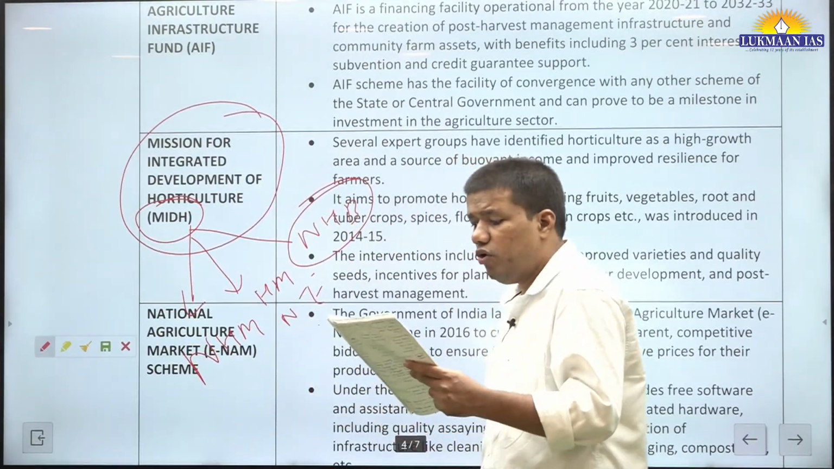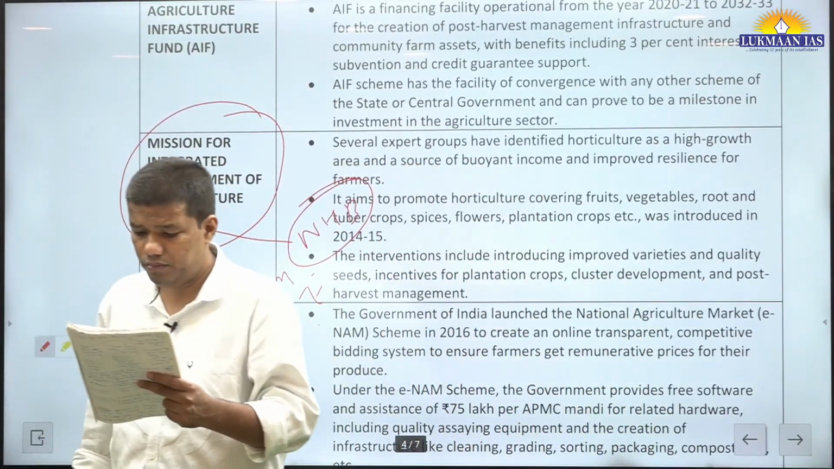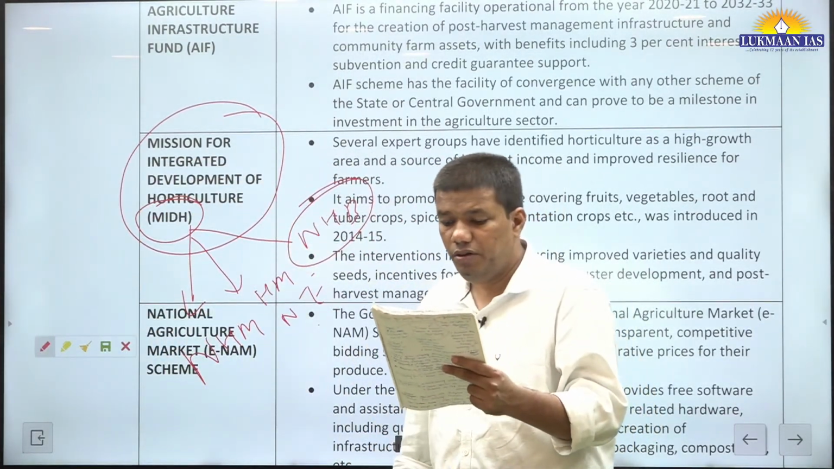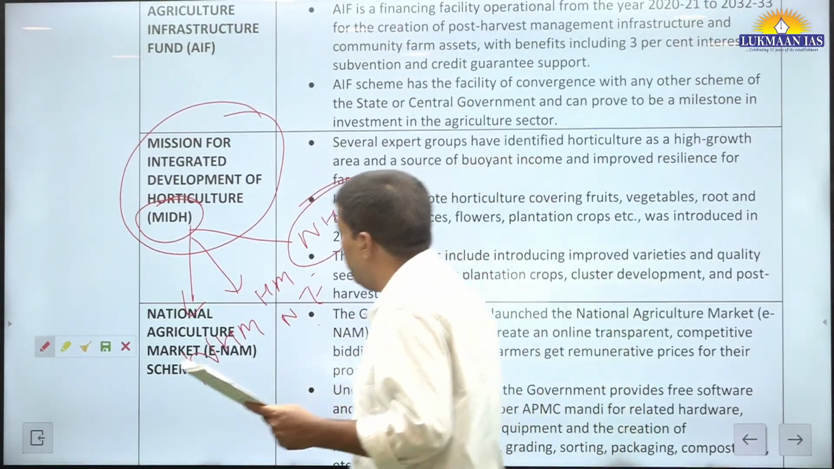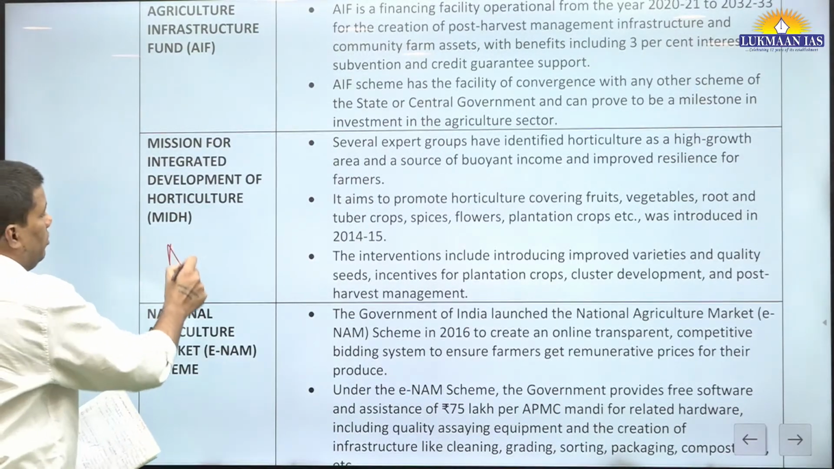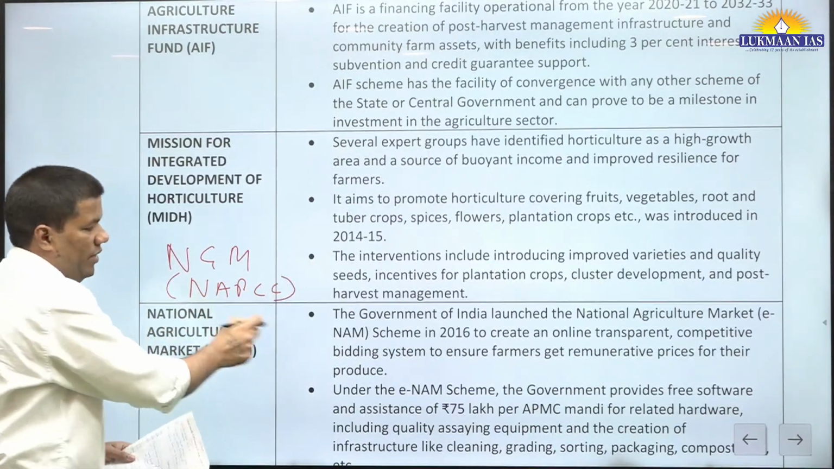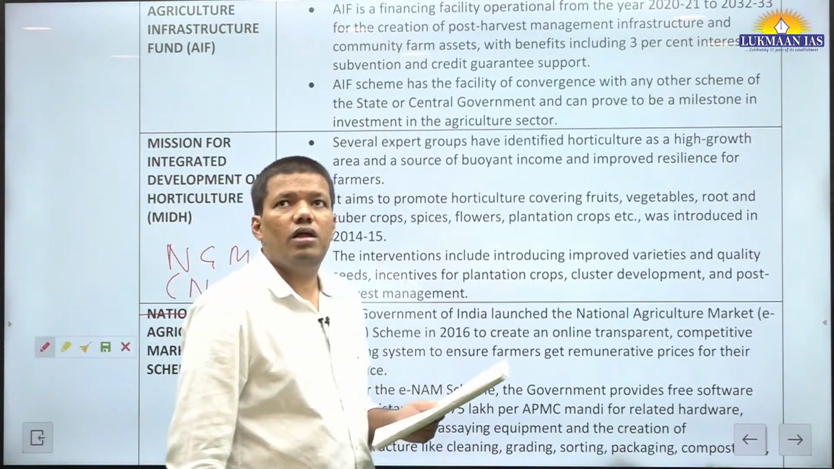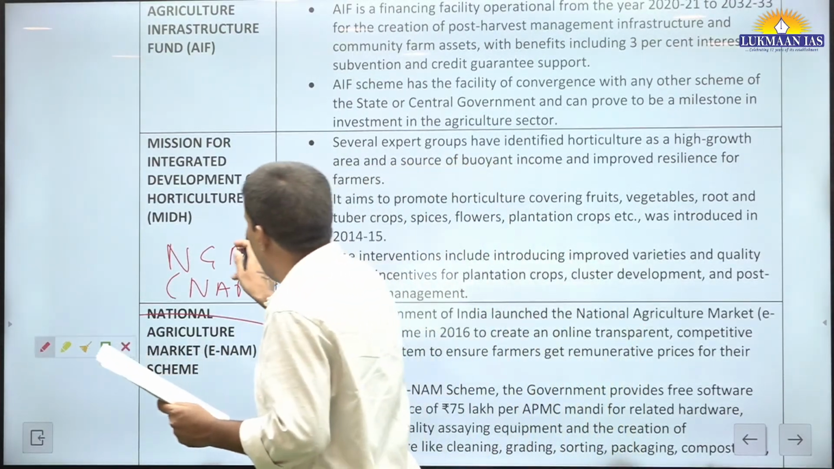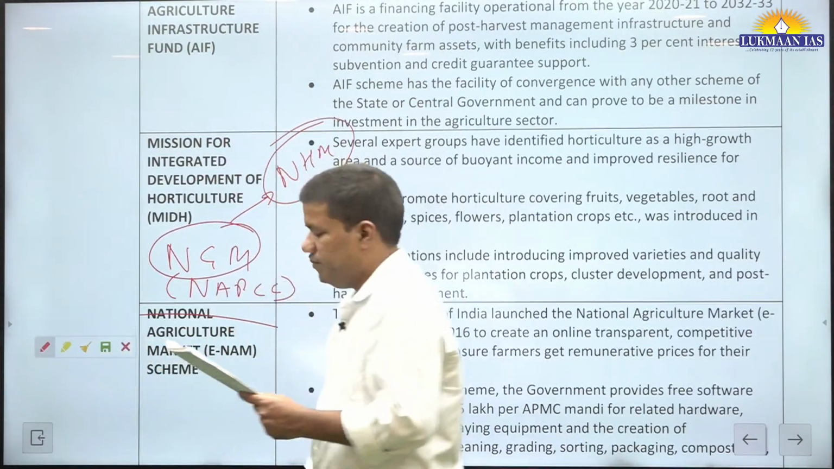National Horticulture Mission was launched in 2005-06. Okay, it was integrated with National Green Mission. Any idea what is National Green Mission? Whose part is it? It is a part of the National Action Plan for Climate Change. Okay, National Green Mission is part of National Action Plan for Climate Change, and this National Green Mission has been integrated with the National Horticulture Mission. Okay?